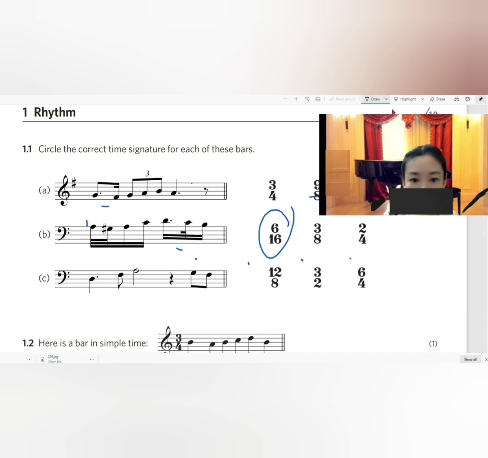Next question we have 12/8, 3/2, and 6/4. Okay, so 12/8. 8 here represents quaver. And then 2 down here represents minim. And 4 here represents crotchets.